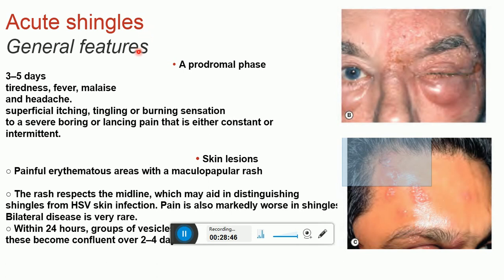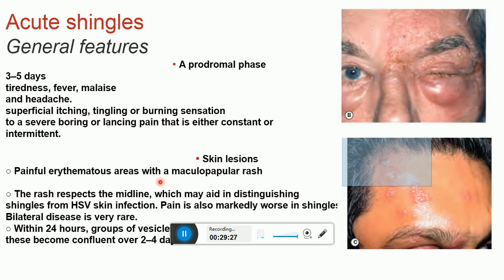Acute shingles, the general features. There is a prodromal phase that precedes the appearance of the rash. It lasts 3 to 5 days and is characterized by tiredness, fever, malaise, and headache. Symptoms: there is superficial itching, tingling, burning, and severe boring, lancing pain, either constant or intermittent. In older patients, early severe pain and a larger area of involvement carry particular risk of post-herpetic neuralgia.